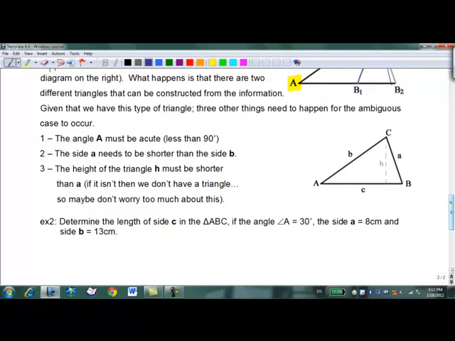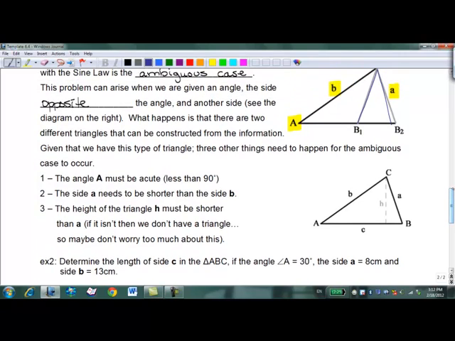So how does this happen? The angle A, the angle that we're given, has to be acute, which means it has to be less than 90 degrees. If that happens, we can then check to see if the side A is shorter than the other side they gave us. That's really the critical thing. Those two are very important. If that happens, we can pretty well trust we have the ambiguous case. The third thing, the height of the triangle H must be shorter than A.